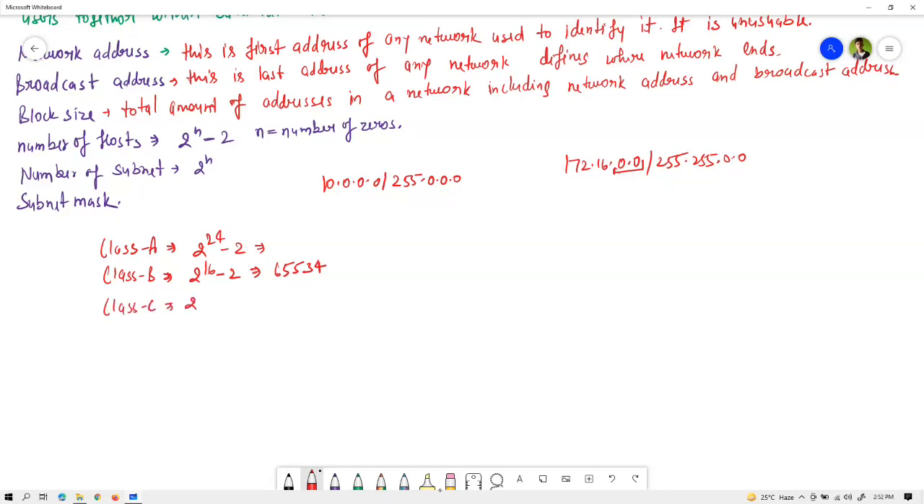And if I talk about class C, if I take any network address of class C, then it will be 2 to the power 8 minus 2. Because for class C, you can take any network address.